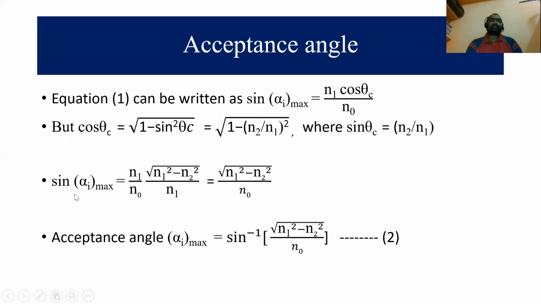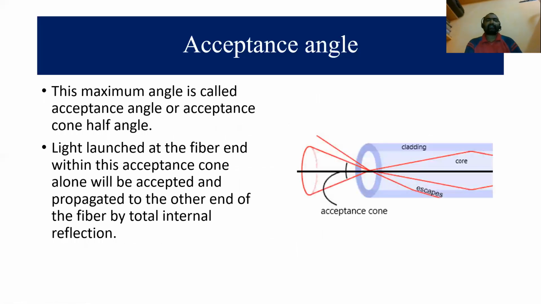So the above equation becomes sine alpha i max equals n1 by n0 into, and just now we can write cos theta c as square root of 1 minus n2 square by n1 square. By simplifying that, we can write square root of n1 square minus n2 square by n0. So this is the equation. The acceptance angle alpha i max can be written as sine inverse of square root of n1 square minus n2 square by n0. So this is the expression for acceptance angle.